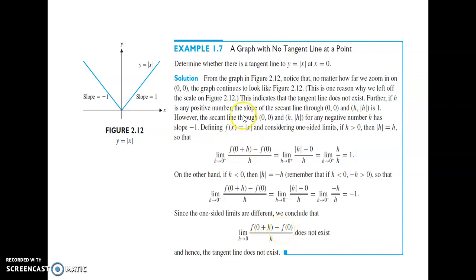So that's an example where, for a function, if you want to check at a particular point whether a tangent line exists or not, you need to find the right limit and left limit. If they exist and if they are equal, then the limit exists. That means a tangent line exists. If not, then the tangent line does not exist.